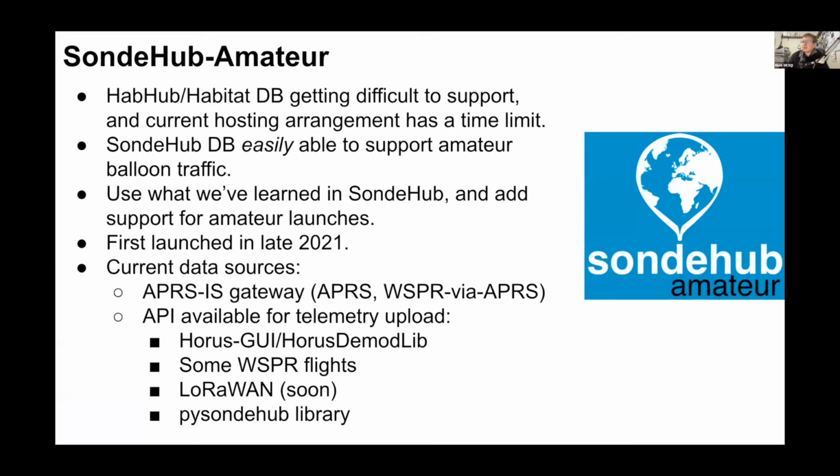So telemetry needs to go somewhere. Many of you will be aware of HabHub. The problem we have at the moment is the HabHub servers' hosting arrangement has a time limit, and the Habitat database itself is becoming difficult to support in terms of software and dependencies. It was built in the early 2010s, and it basically hasn't been touched since then. So we needed something to replace it. So one option, which we're progressing with, is SondeHub-Amateur. So the SondeHub database handles 300 radiosondes a day or more.